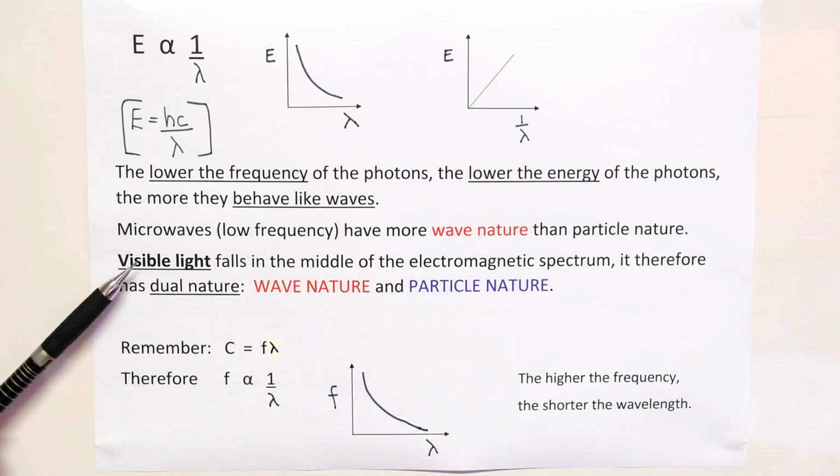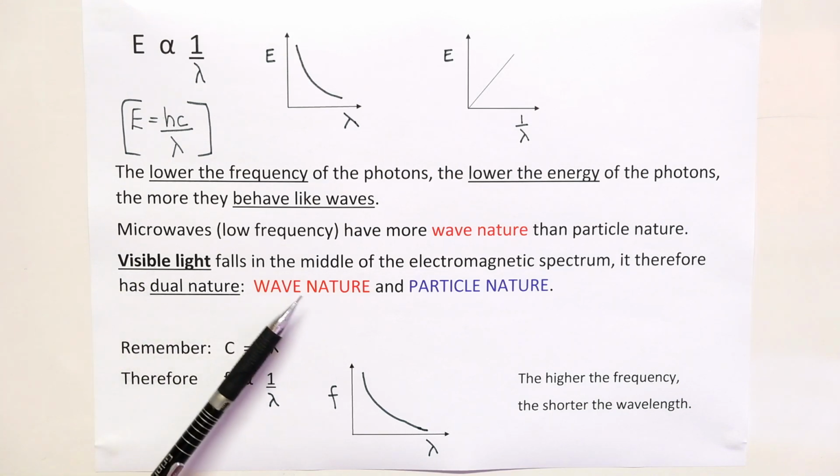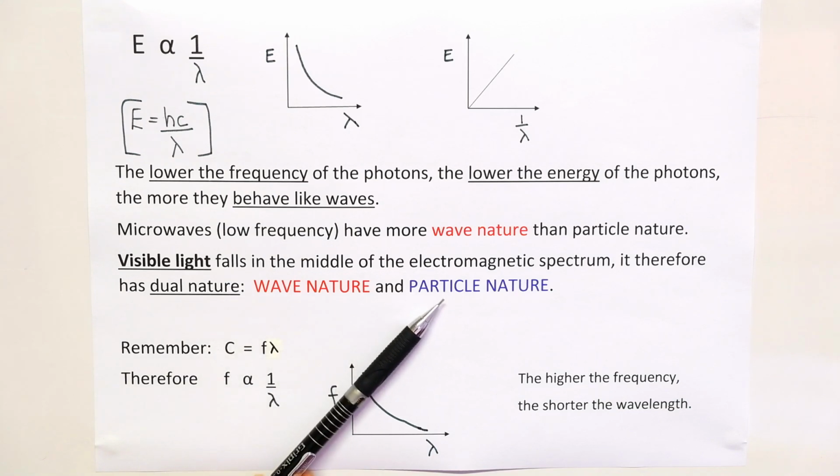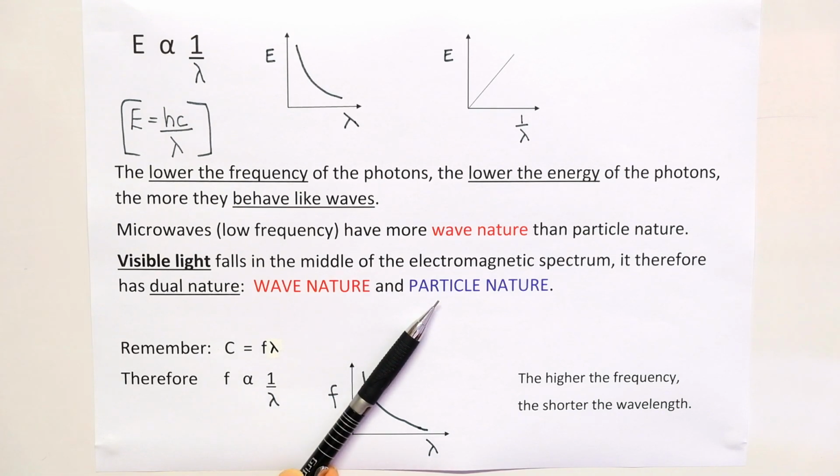Visible light falls in the middle of the electromagnetic spectrum. It therefore has dual nature. It has wave nature and particle nature. You might hear someone talk about the dual nature of light. That is because light, visible light, has wave nature and particle nature.